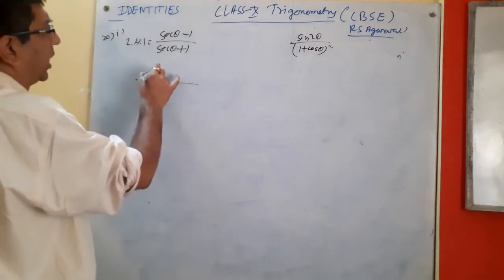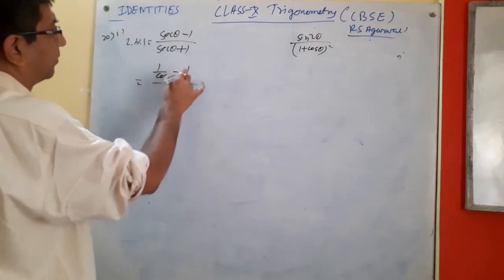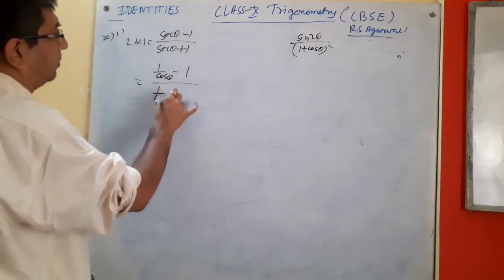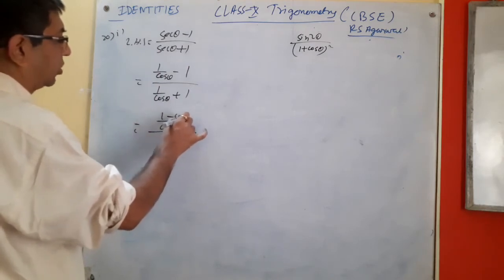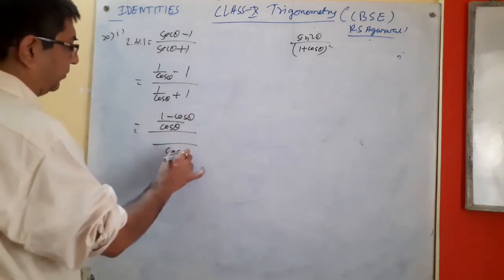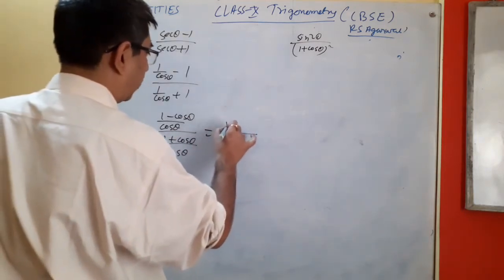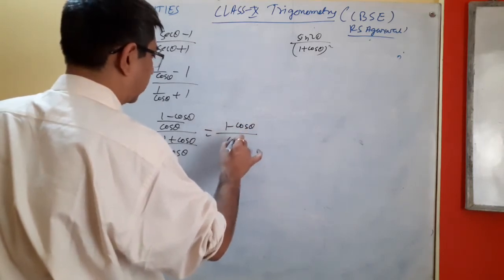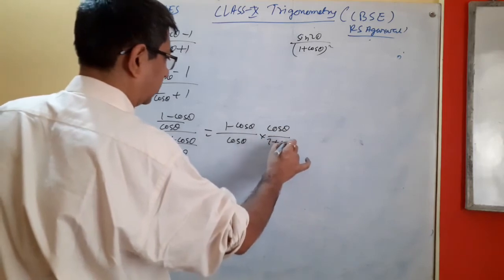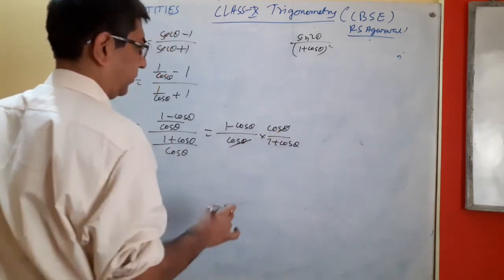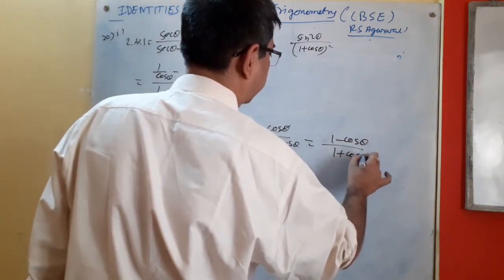So what we are doing? We are going for 1 by cos theta because in the proof we see sin theta and cos theta are there. So 1 by cos theta minus 1, and 1 by cos theta plus 1. So what we are getting? Cos theta is the LCM. (1 minus cos theta) by cos theta, and (1 plus cos theta) by cos theta. So we get (1 minus cos theta) by (1 plus cos theta).